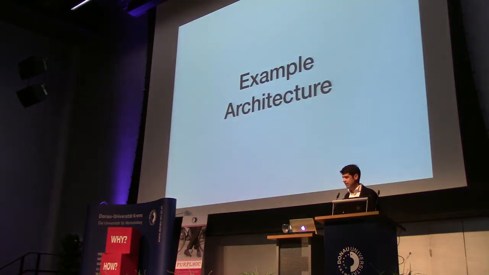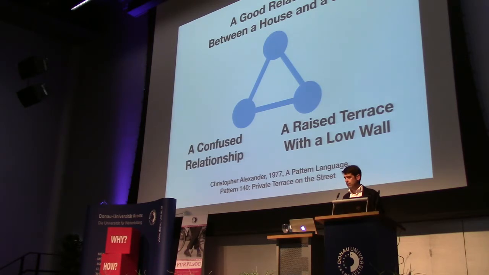If you look at an example from architecture, Christopher Alexander, pattern 140, the private terrace on the street. What is the problem? A confused relationship between outside and inside. What is the solution? A raised terrace with a low wall. And the why, the reason, the motivation: a good relationship between a house and a street.